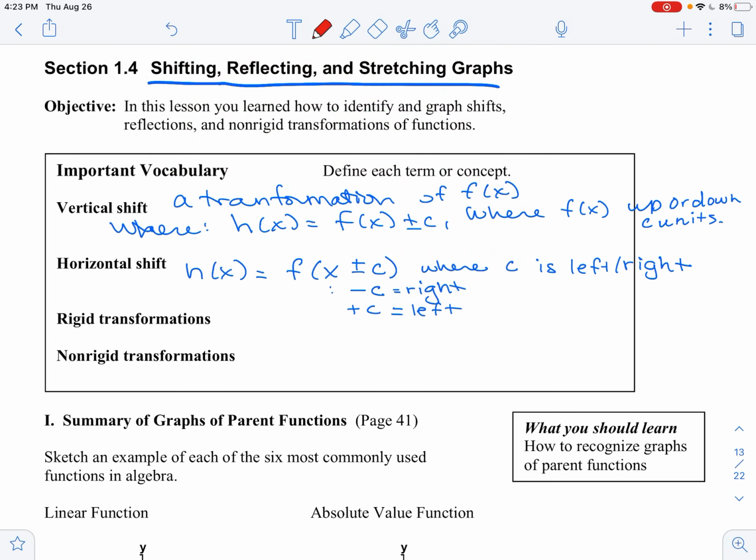Okay. Rigid transformations, and this just means that the basic shape is unchanged. It's just moved up and down, right or left, or maybe flipped over. So the basic shape is unchanged. And then a non-rigid transformation means that there's a change in the original shape. It could be stretched, it could be compressed, but somehow it looks different.